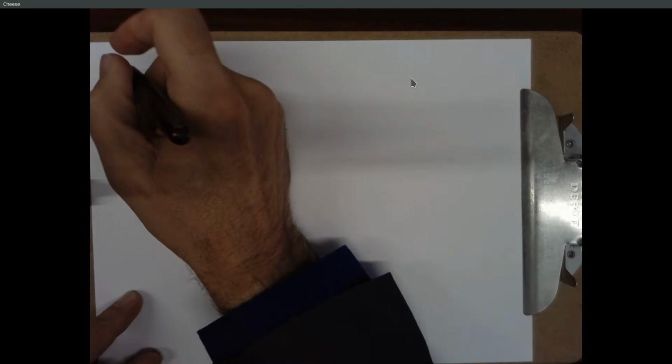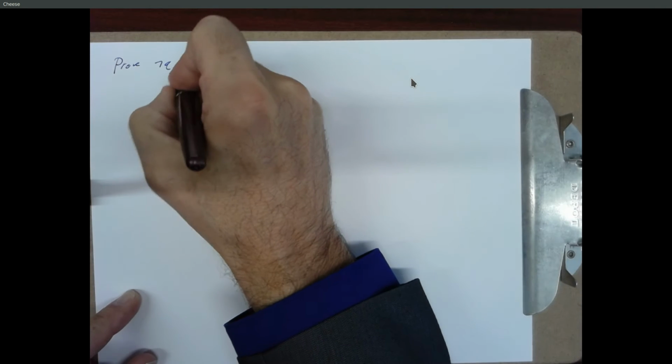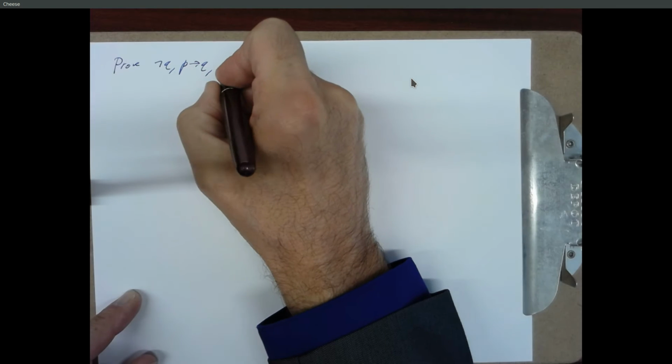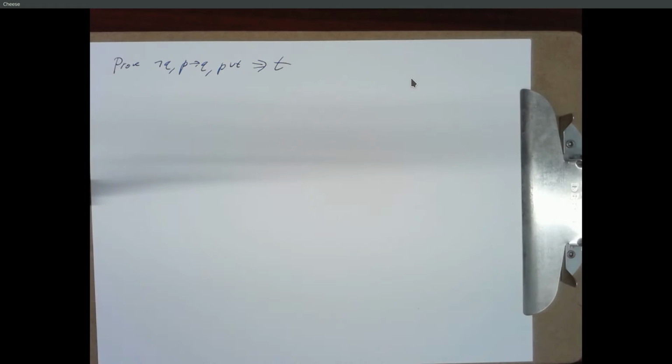All right, and then question 5 is looking for a direct or an indirect proof of the following theorem. So not Q, P implies Q, P or T, all of that implies T. And did we already prove this last time?